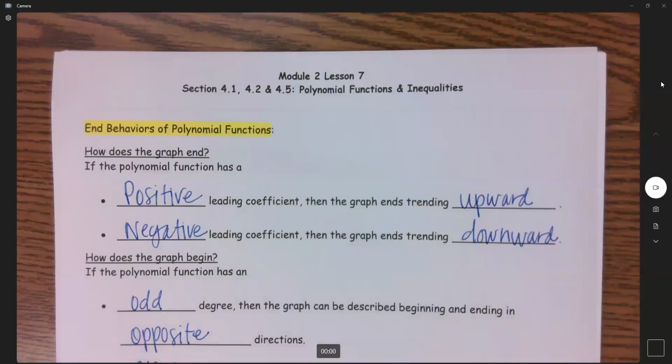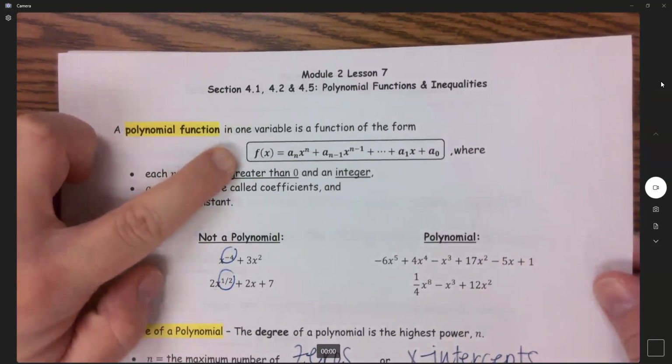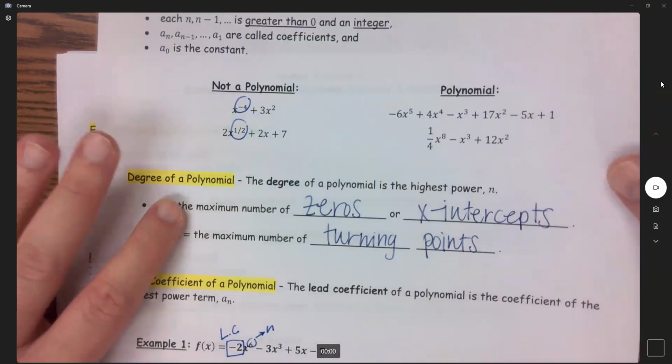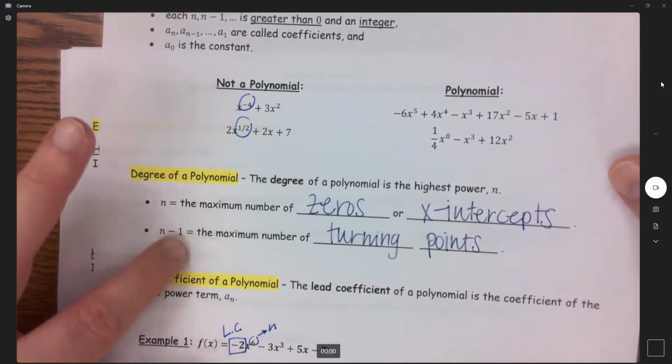We ended the last video talking about leading coefficient. We're going to pick up right there. But before I do, I want to explain what we're doing this lesson. So we went over what a polynomial is. We went over the general form. We went over some definitions and some characteristics, talking about degree and maximum amount of zeros and terms.